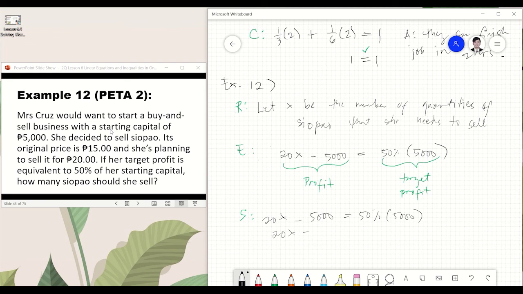So, 50% of 5,000 is, 50% is 1 half. So, 1 half times 5,000, that's 2,500. Because 50% means 50 out of 100. So, isi-simplify mo yung 50 over 100, 1 half. So, 1 half of 5,000, 2,500. So, kailangan nating isolate si X. So, ito it's another term without an x with it, so we need to add its additive inverse, which is 5,000. Whatever you do on the left, do on the right.